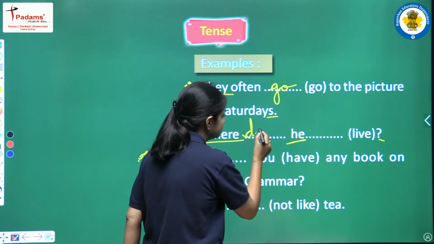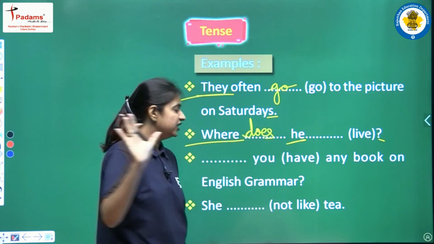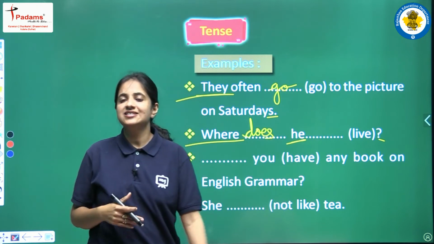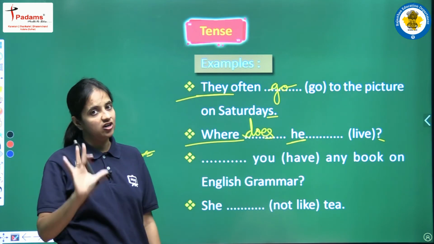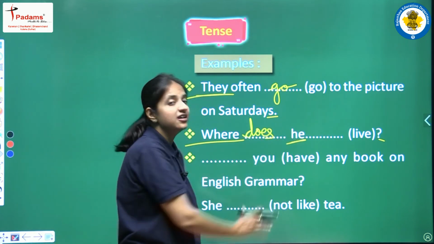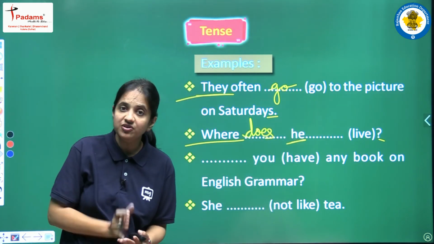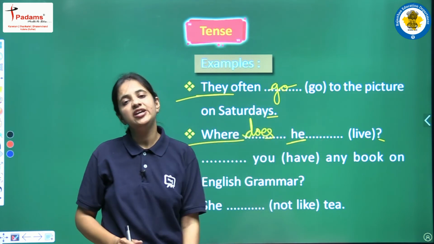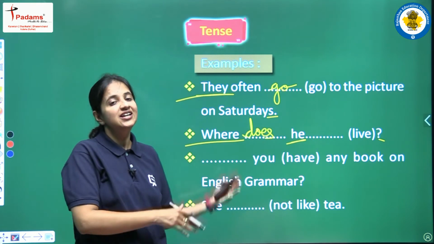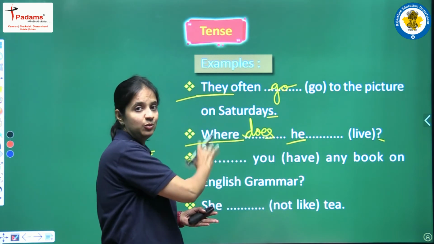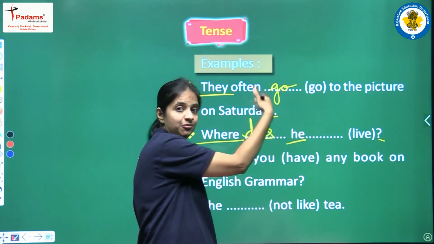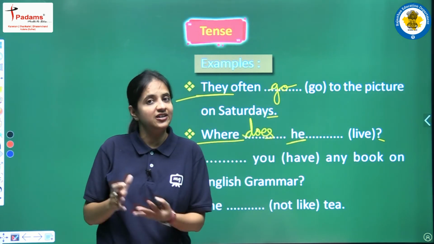use does. Okay, one more thing that I want to clear here, why are we having two different blanks? We are having two different blanks because this is an interrogative sentence, and in an interrogative sentence, in the first blank we always use a helping verb, and then in the second blank we use the main verb, right? This is the structure of the interrogative sentence. It starts with the WH word, then we write the helping verb, then the subject, then the main verb.